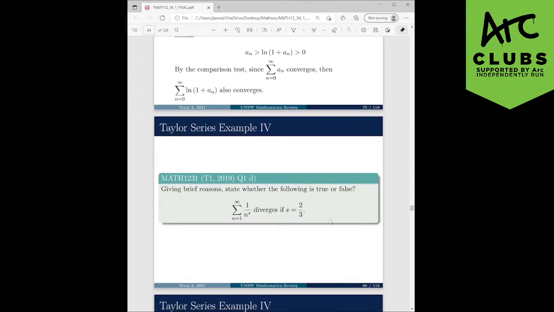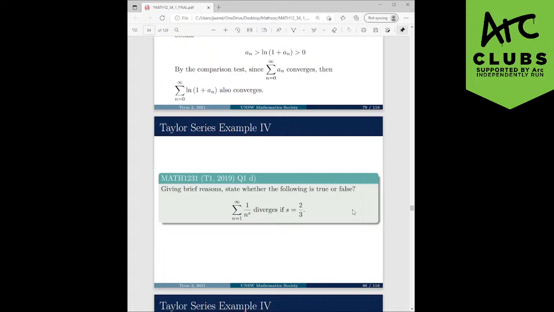Also, another example, just to speed run the test we just went through. What have we done? The comparison test. Here is, I was about to name the test and give it away, but giving brief reasons, state whether the following is true or false. You have an infinite series 1 over n to the power of s, and you know s is equal to 2/3. The statement is that it diverges. Is it true or false?